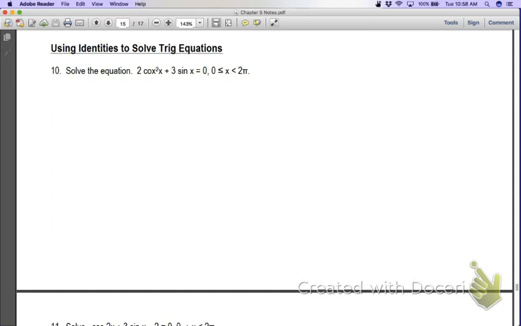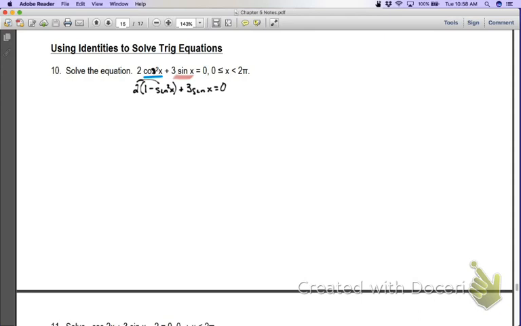I'm going to use my trig identities to change cosine squared of x. I'm going to rewrite that in terms of the sine that I already have. So I can rewrite it as 2 times 1 minus sine squared x plus 3 sine of x equal to 0. I'm going to go ahead and distribute that 2 to everything.